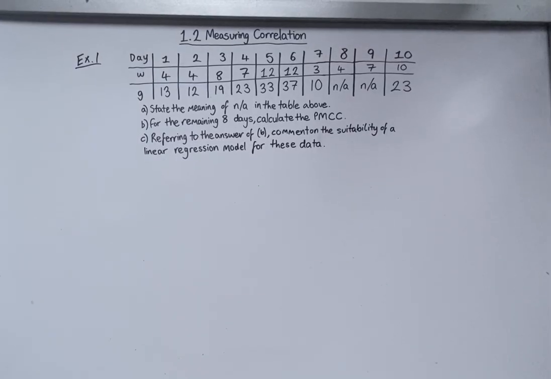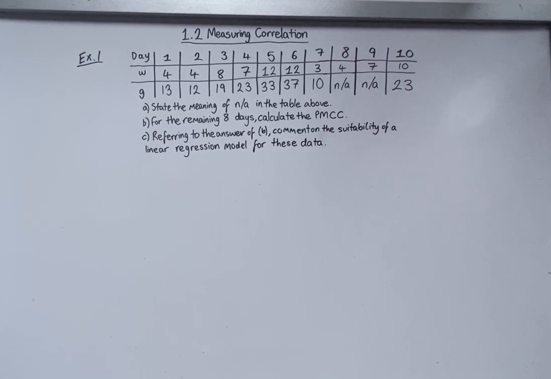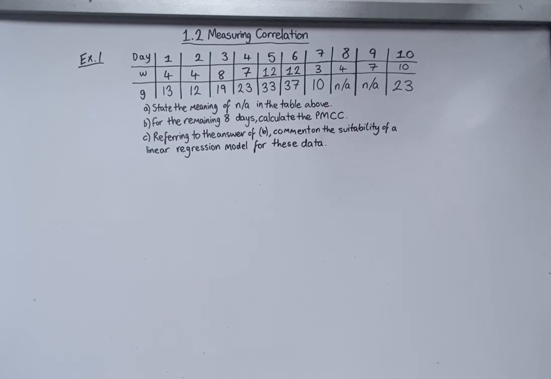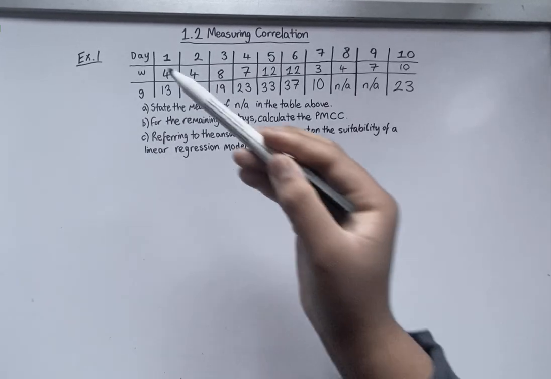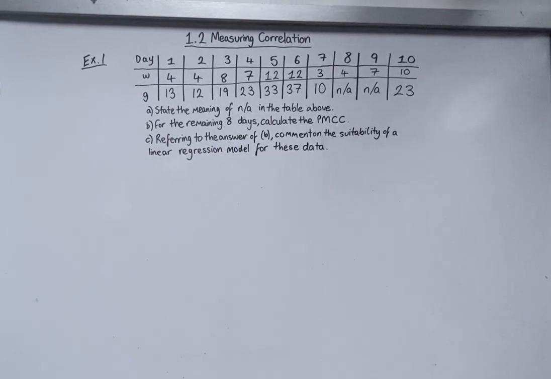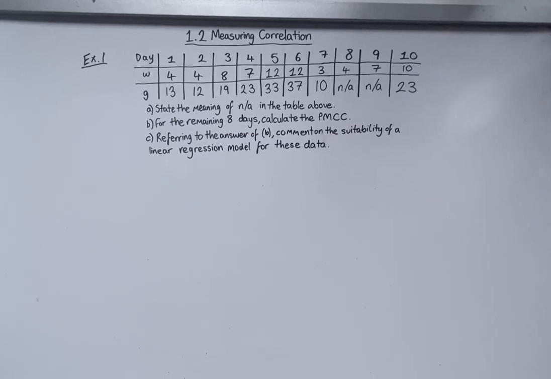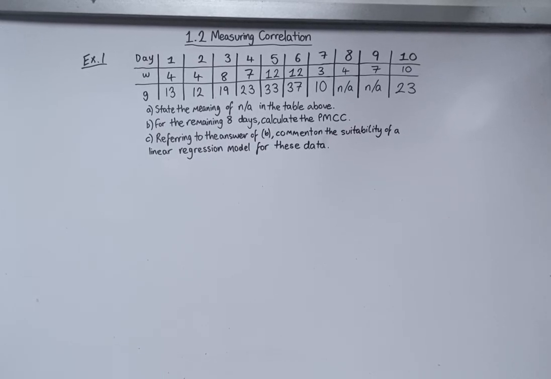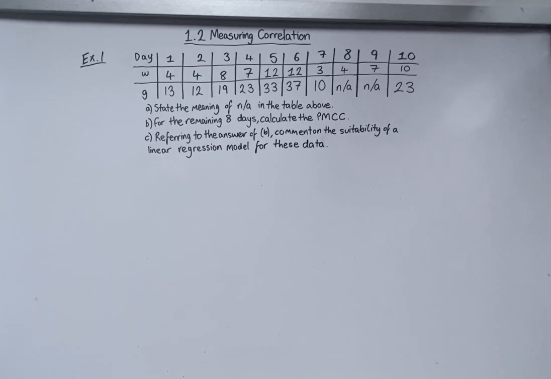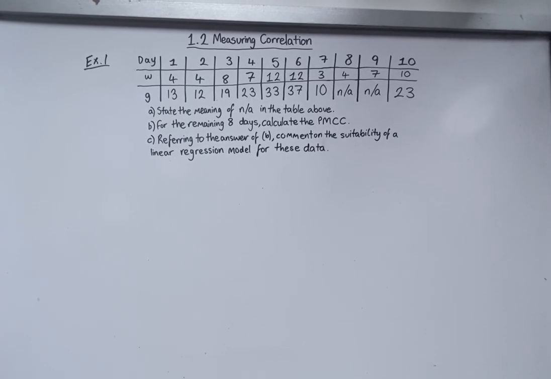Let's do one example. The data in the table is from the large data set for the first 10 days in September in Heathrow in 1987. It shows the daily mean wind speed in W knots and the daily maximum gust in G knots. Part A. State the meaning of NA in the table above. Part B. For the remaining 8 days, calculate the product moment correlation coefficient. And then Part C. Referring to the answer of Part B, comment on the suitability of a linear regression model for these data.